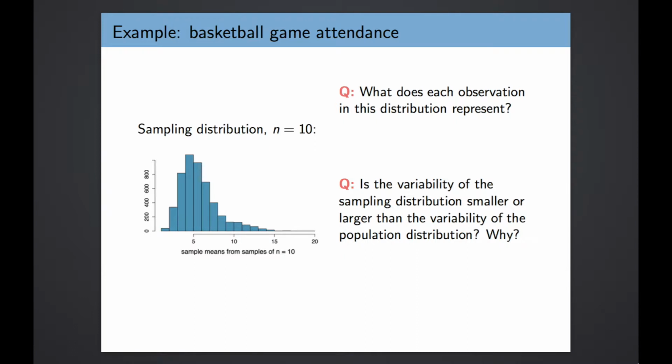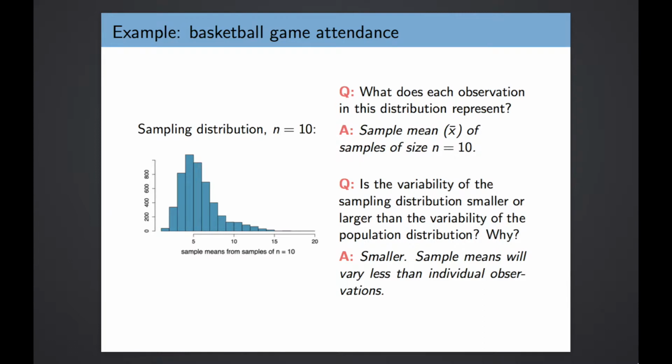And you can see here that this distribution is still pretty right skewed, just like the population distribution that it came from. Take a minute and see if you can answer the following questions about what this data is telling us. What does each observation in the distribution represent? And is the variability of this sampling distribution going to be smaller or larger than the variability of the distribution in the population?